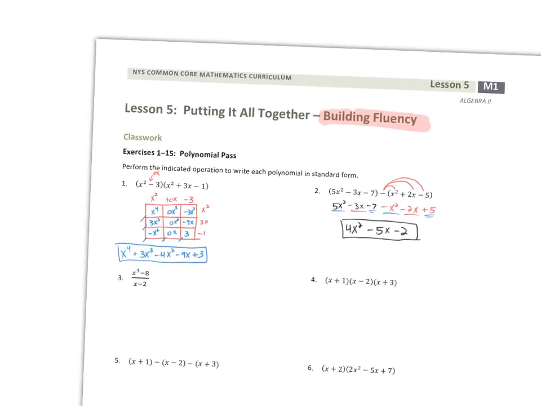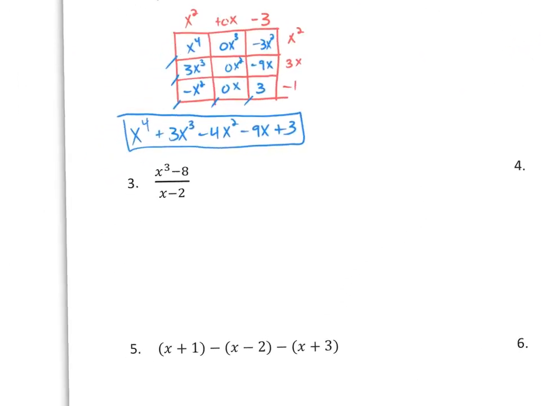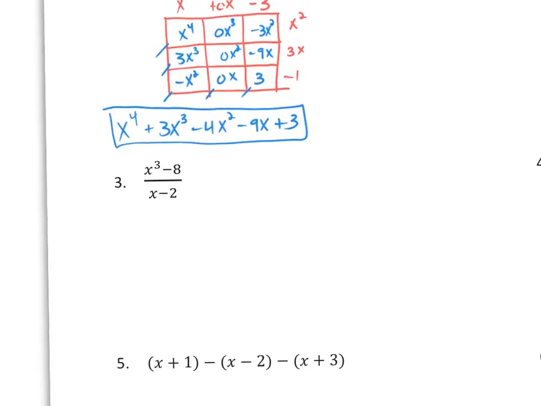Okay, moving on to number 3. This is a division problem. I prefer the tabular method, and that's what I'm going to show today. I noticed that I have a couple of things missing in terms of place value. I need an x to the 3rd, a 0x squared, and I need a 0x in order for this to work.